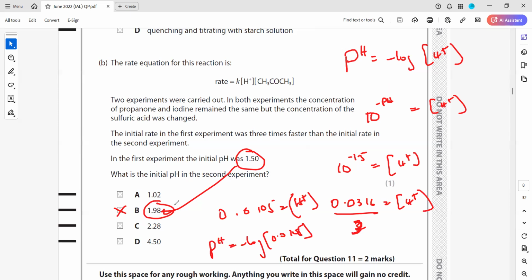The rate is directly proportional to the H plus. The rate equation shows that the rate is directly proportional to propanol and hydrogen ion both.